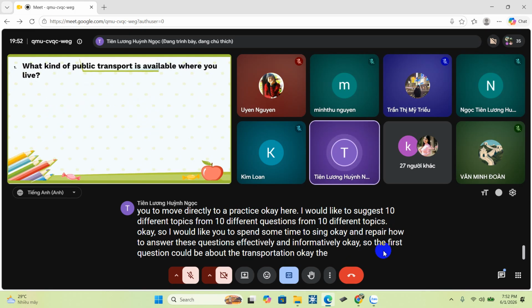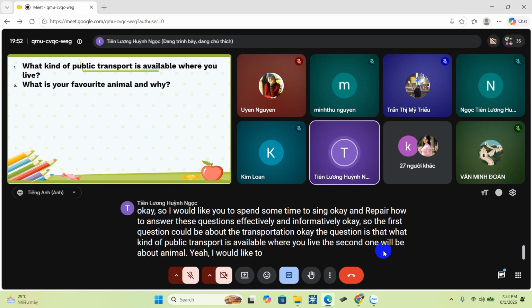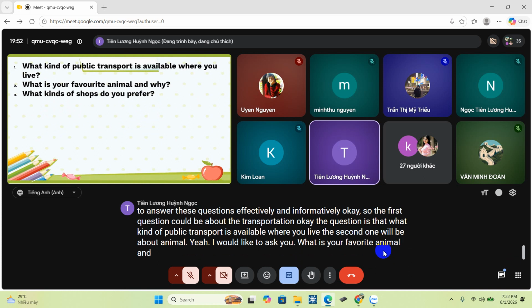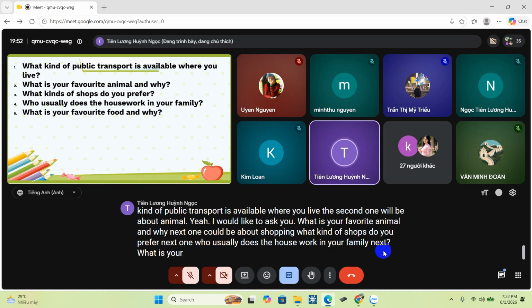The first question could be about transportation. What kind of public transport is available where you live? The second one will be about animals. What is your favorite animal and why? Next one could be about shopping. What kind of shops do you prefer? Next one, who usually does the housework in your family?